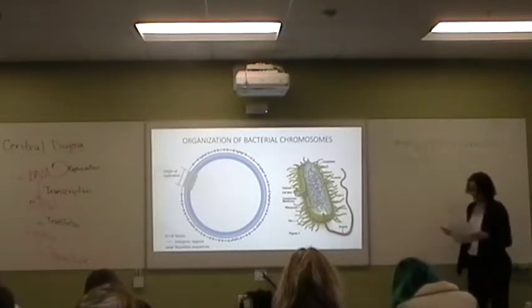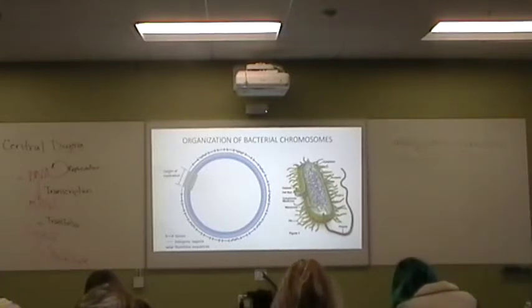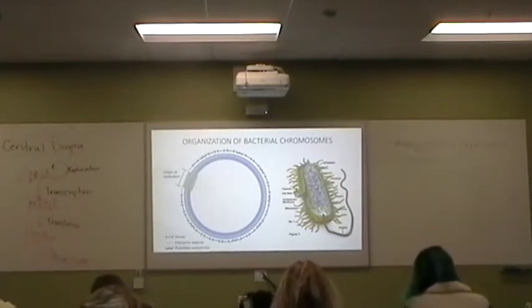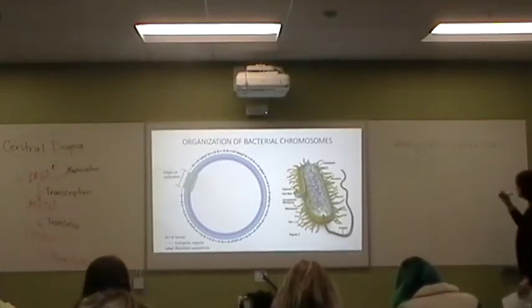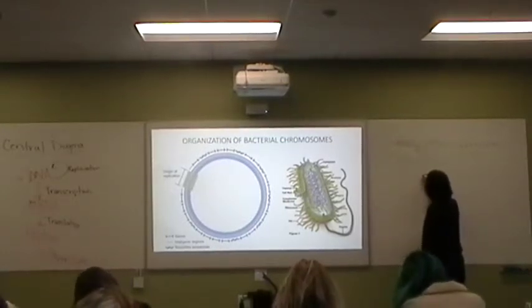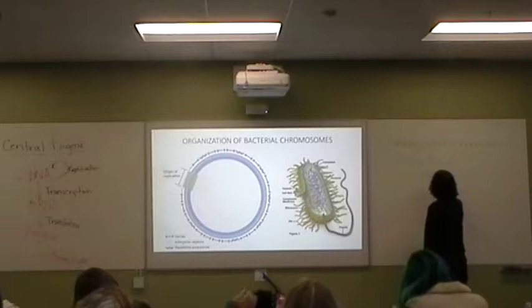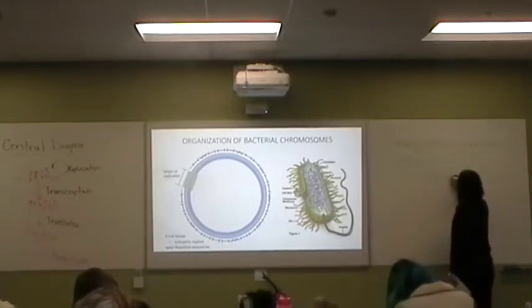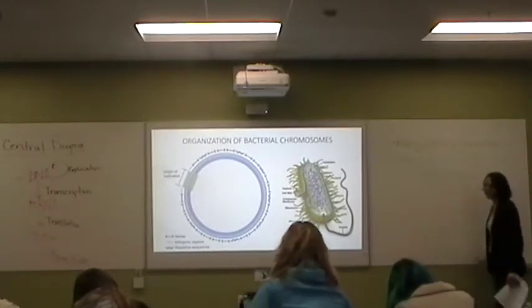What else do we know about their chromosomes? How long are they? Longer or shorter than a eukaryotic cell's genome? Yeah, so usually this chromosome is a couple million base pairs in length or nucleotides.